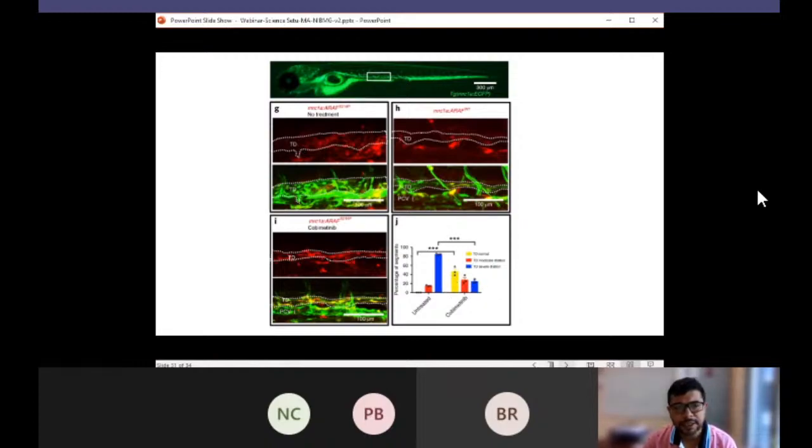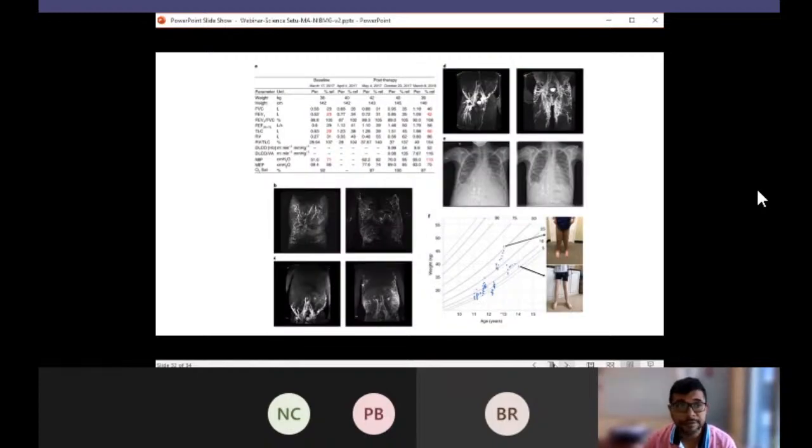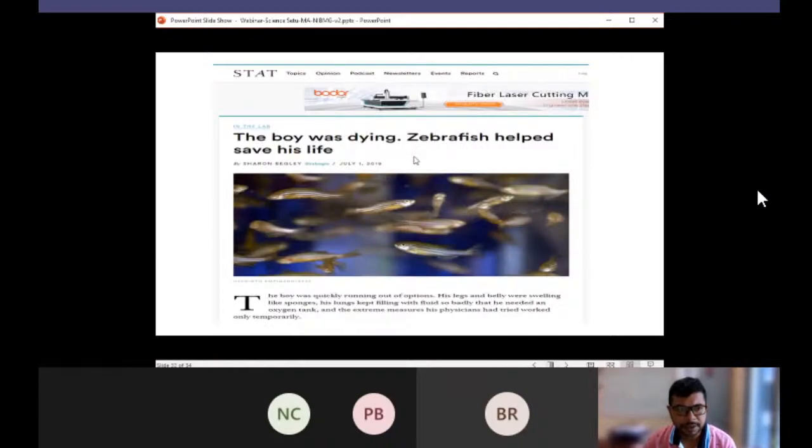Finally, based on this zebrafish result, they treated this patient with this drug, which acted as a miracle. You can see the post-therapy lymphangiogram of this patient showing the complete reversal of the trait that was happening earlier. These were the patient before treatment, and you can see that after treatment, the patient recovered so well. So this has been heavily cited, and this has been in the media, and the title was "The Boy Was Dying. Zebrafish Helped Save His Life."